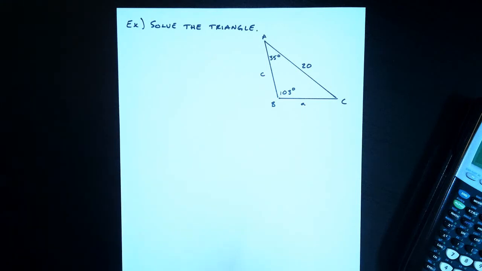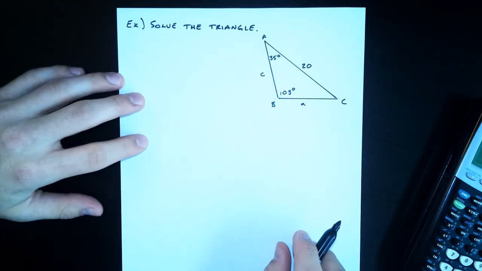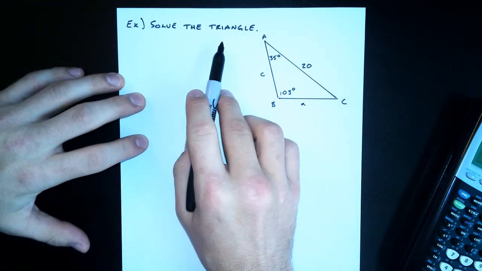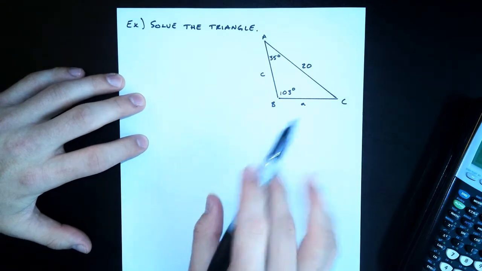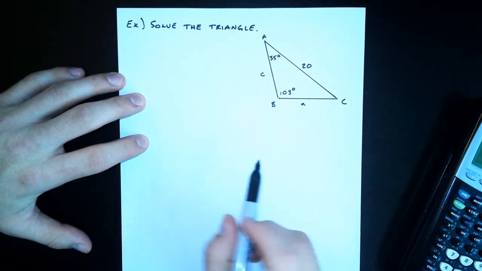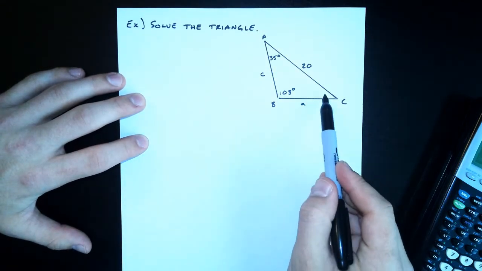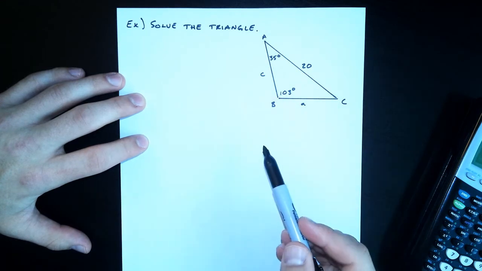Hello everyone. Let's take a look at an example of how to use the law of sines. So I would like to solve this triangle, meaning I want to find all the missing information about this. So I have an angle here to find, and then I have the two side lengths.